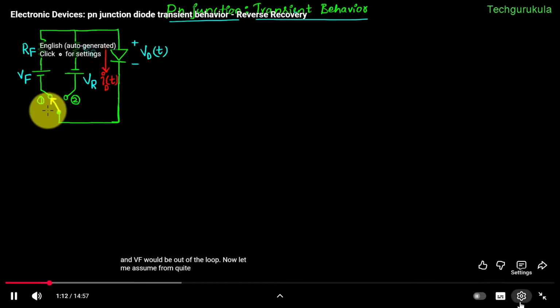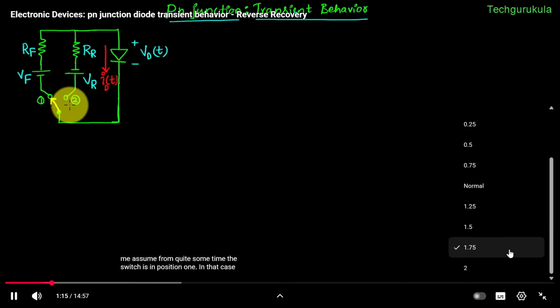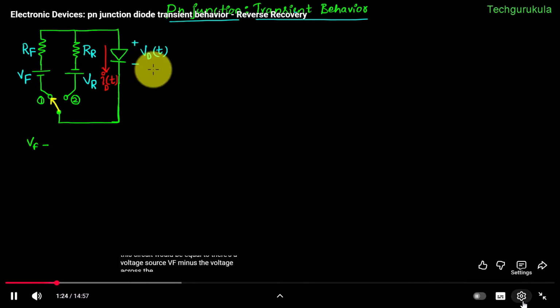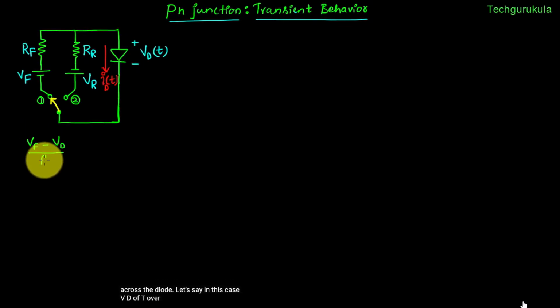Now let me assume from quite some time the switch is in position 1. In that case, the current that would be flowing in this circuit would be equal to the voltage source VF minus the voltage across the diode, let's say in this case VD of t, over RF. This would be the current that is flowing through the diode. Let me call this IF. IF would be flowing in the same direction as ID of t. So ID of t would be IF.